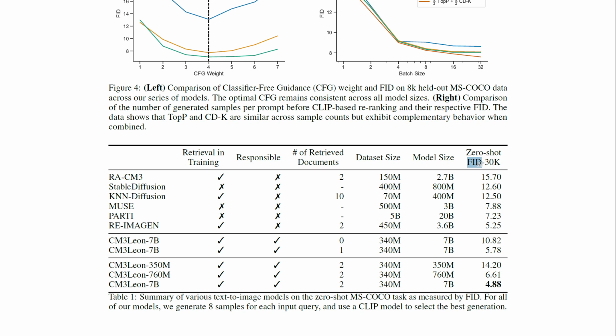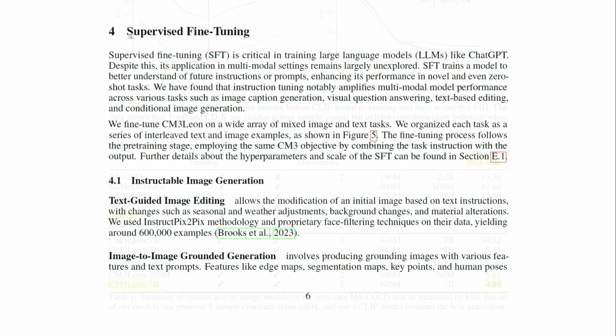The paper evaluates CM3 Leon using the Frechet inception distance metric and compares it to state-of-the-art text-to-image models. CM3 Leon 7 billion sets a new FID score of 4.88, surpassing other models like Parti, while utilizing only a fraction of the training data and computational resources.